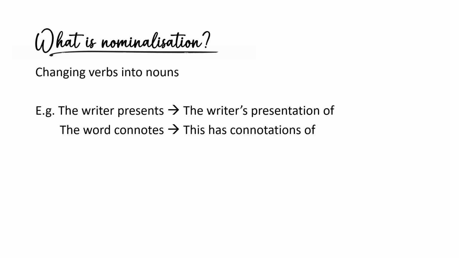Well, it is a long word for quite a simple process whereby we change verbs into nouns. So a couple of examples on the screen. The first one, the writer presents. Present is our analytical verb. We write that all the time in English. And if we're going to change that into a noun, we would say the writer's presentation of. So we're just using the noun form of the verb. Second example there, the word connotes. Connotes is our analytical verb, and we're going to change that to connotations. So this has connotations of.